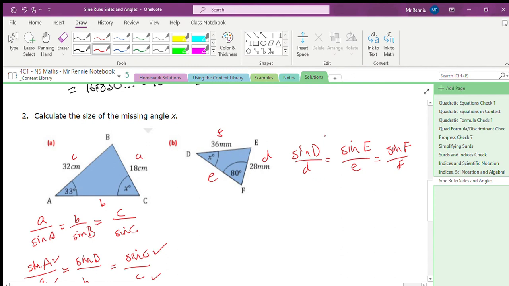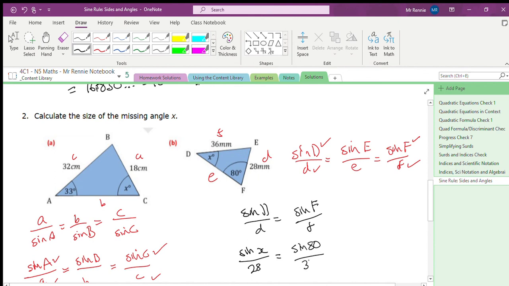So again, I know the length of d, and I want to find the angle at d. I don't know E or the length of E, but I know the angle of F and the size of F. Okay, so that's what I'm going to use. So it's going to be sine of D over D equals sine of F over F. Let's put my values in. So the angle at D is X, so sine of X over the length of D, which is 28, my apologies, I got mixed up there, equals sine of F, which is sine of 80, divided by 36.